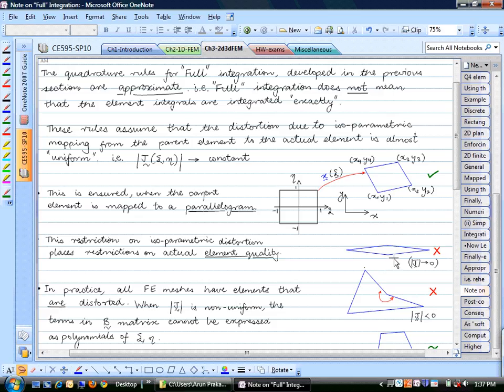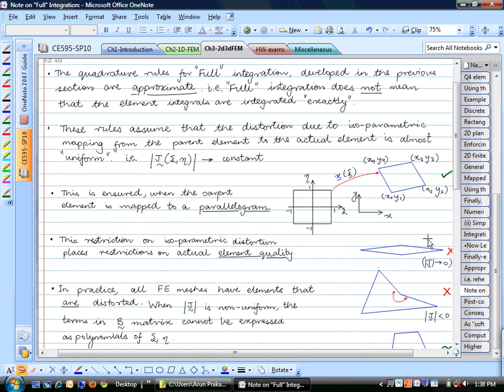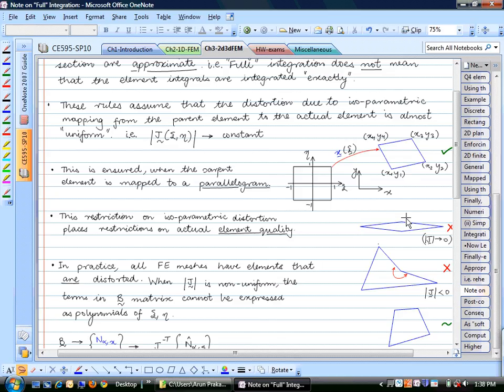J measures the area, the change in the domain when you go from the parent element to the actual element. So in this case, as you shrink it down, the area goes to 0, and this leads to a lot of numerical errors. So this is not a good choice to make when you're making a mesh. You should not have any elements that are very skewed like this.